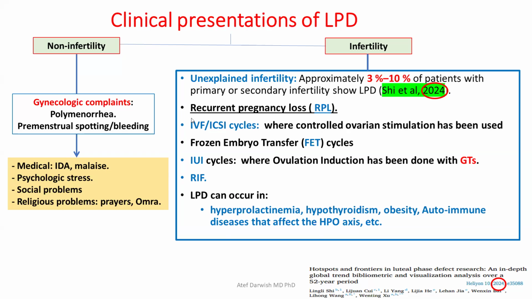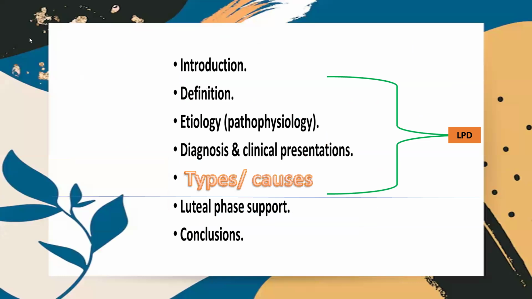So we don't have to ignore non-infertility and gynecologic presentations of luteal phase deficiency. But in cases of infertility, when we have an infertility clinic, the patients may come with unexplained infertility, up to 10% of cases as found in this recent study, recurrent implantation failure, recurrent pregnancy loss, IVF patients, frozen embryo transfer, or some association with hyperprolactinemia, thyroid dysfunction, obesity, or autoimmune diseases that may alter the hypothalamic-pituitary-ovarian axis. So these are the cases in which we have to expect that they may have luteal phase defect.